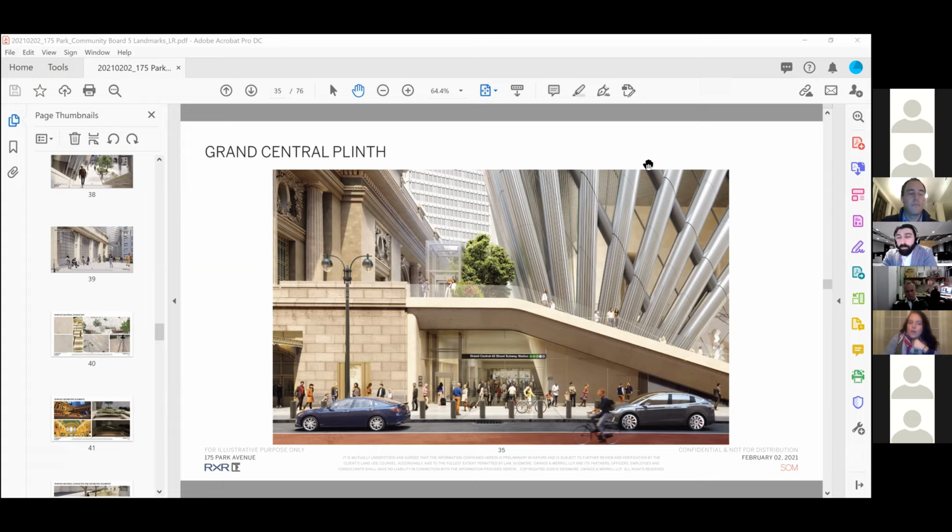But have you had any conversations with LPC on the relationship between the tower and the Chrysler Building?